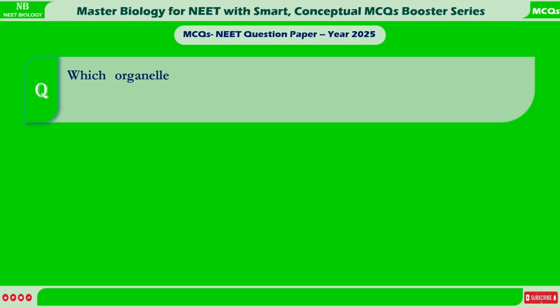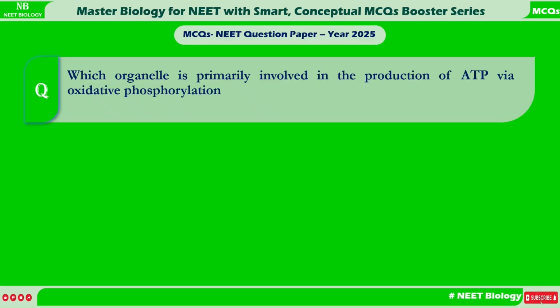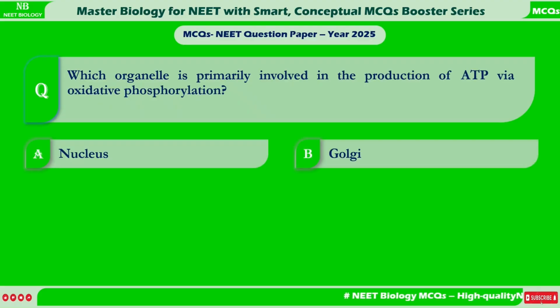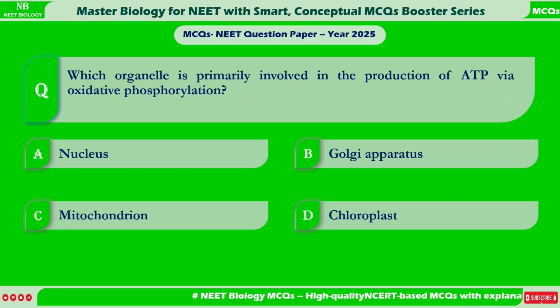Which organelle is primarily involved in the production of ATP via oxidative phosphorylation? A. Nucleus. B. Golgi apparatus. C. Mitochondrion. D. Chloroplast.